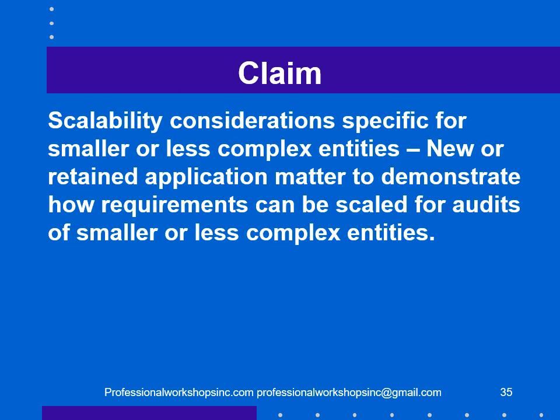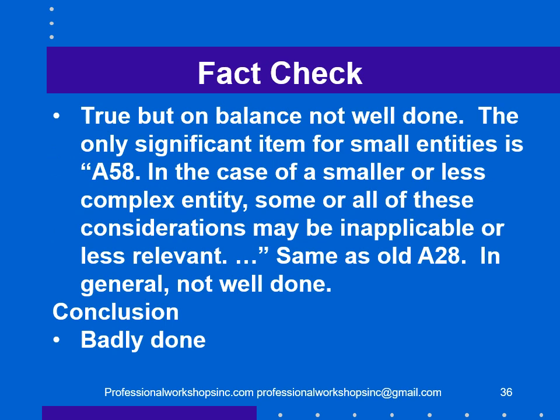Scalability considerations, they say they have done a really good job of allowing this to be scaled. I guess that's true, but it's not particularly well done. The only thing they say is, in the case of a smaller or less complex entity, some or all of these considerations may be inapplicable or irrelevant, which is the same as old 828. So it's really not well done, and it hasn't described, for instance, this completeness of journal entries thing. How might that apply in a smaller audit? They don't do it. So it's badly done.